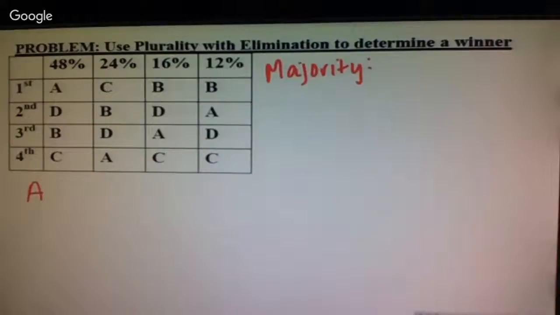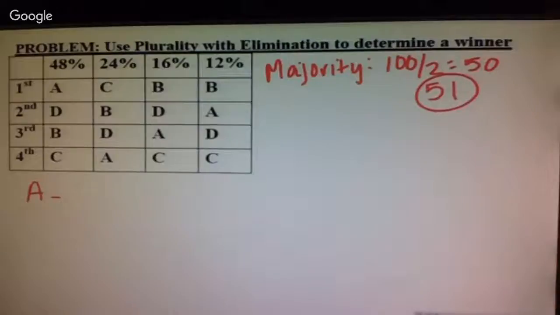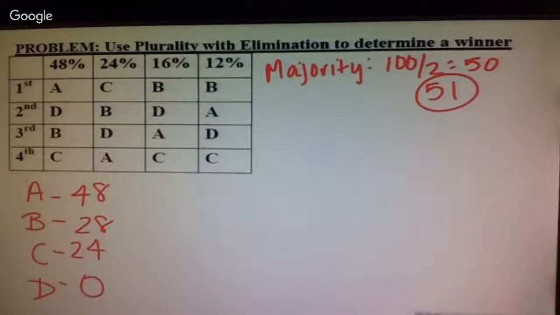What percent of the votes do I need to have a majority? 51. Okay, your total here is 100%. Cut in half gives me 50, which means I need 51 to have a majority. So as of right now, A has 48, B has 28, and C has 24, and D has 0.